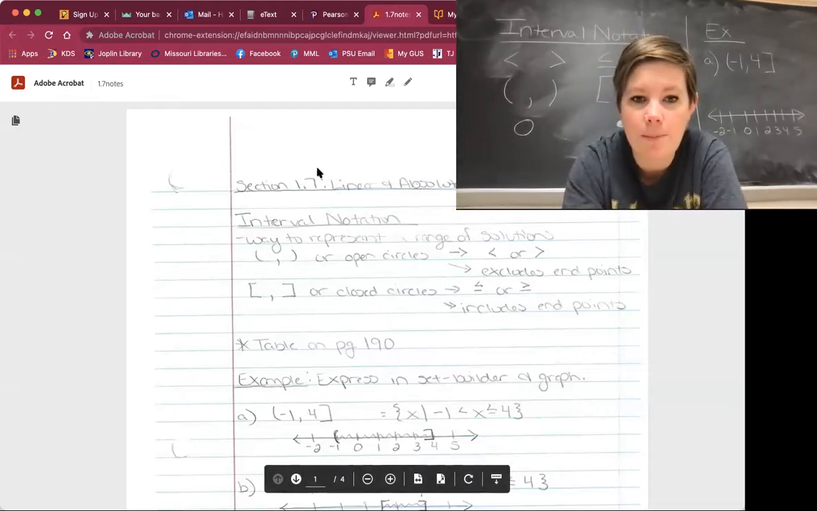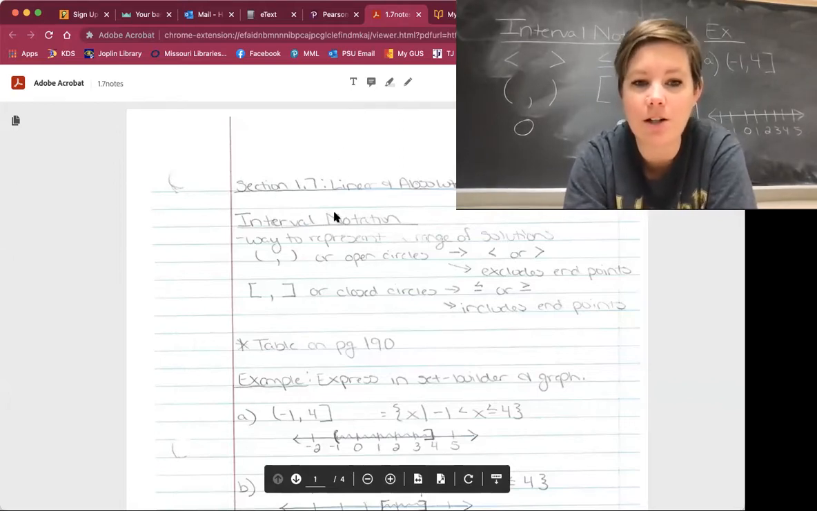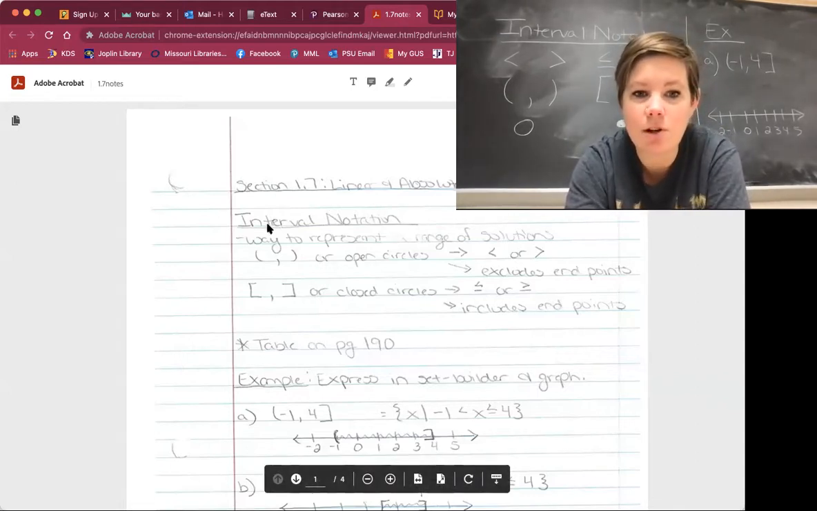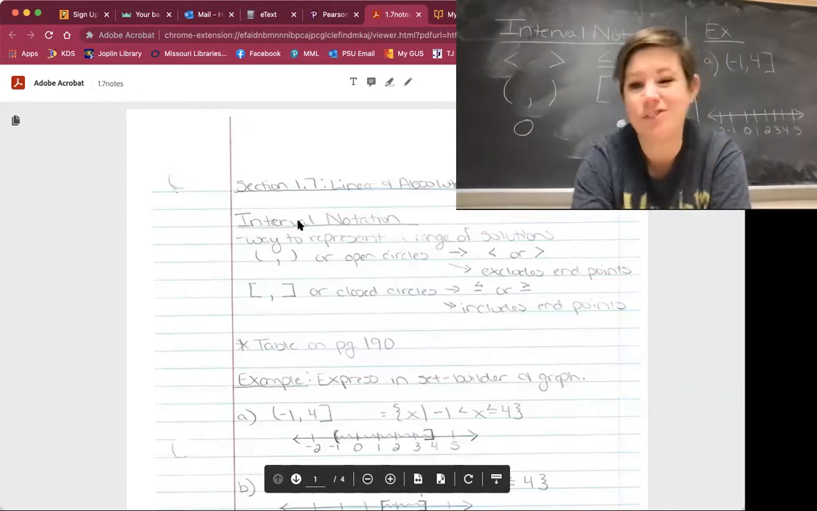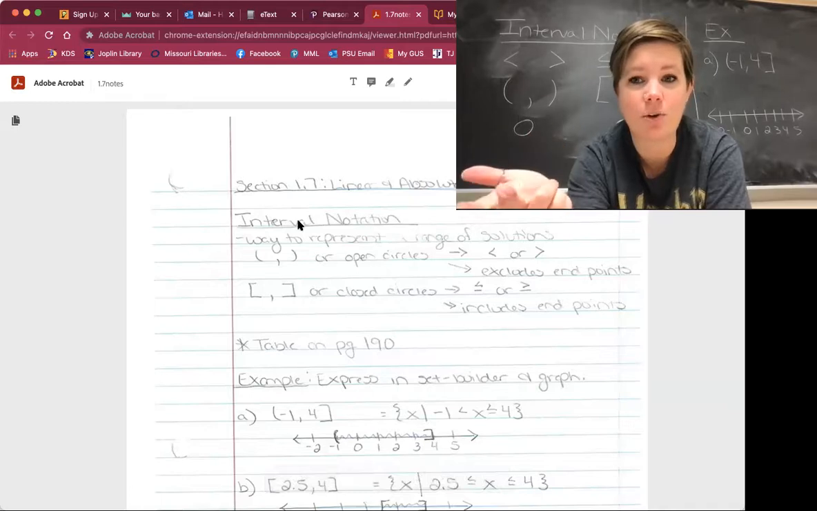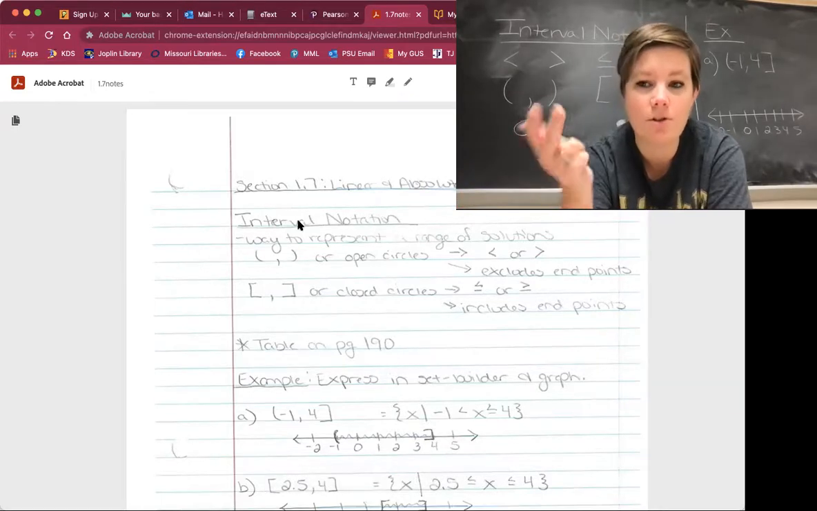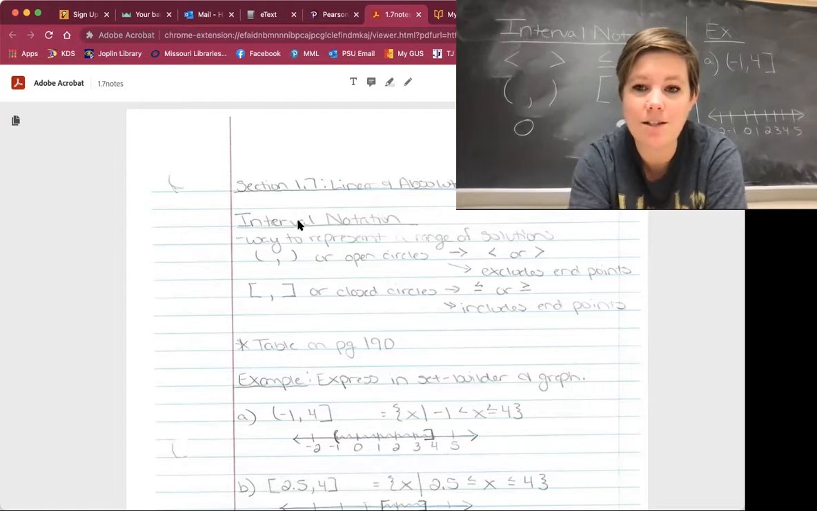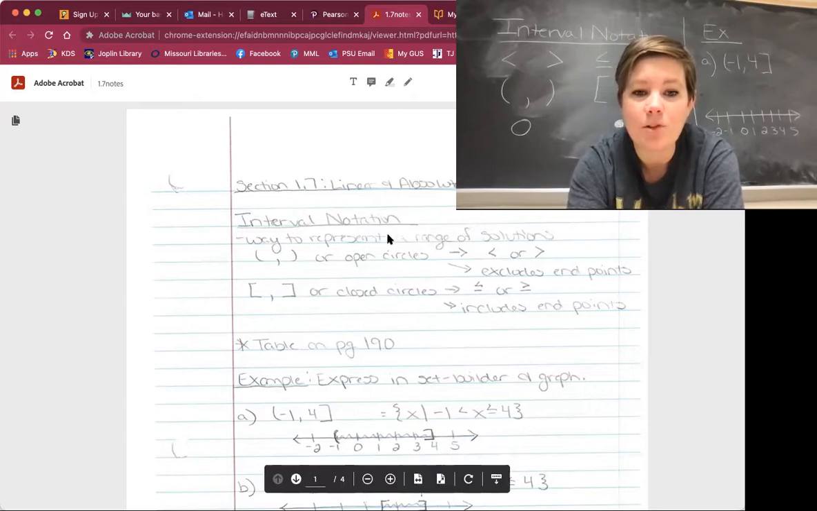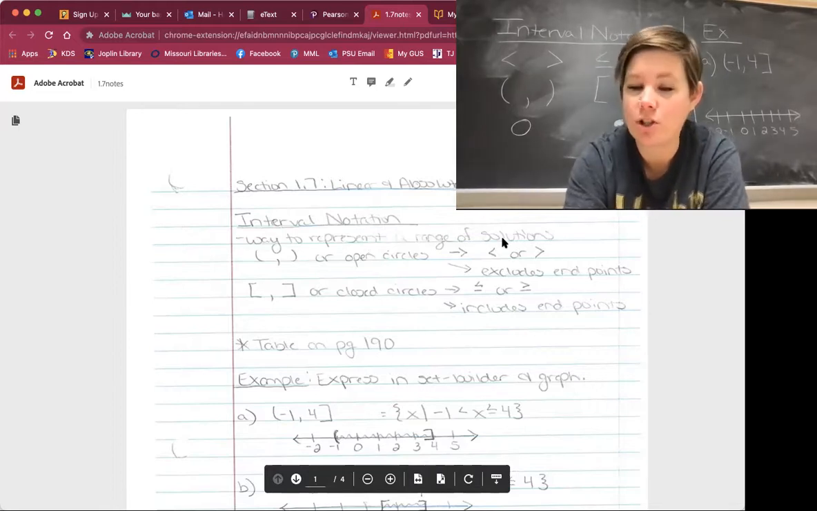So before we talk about linear and absolute value inequalities and things like that today, we need to talk about a different way of notating this information. And so there's actually three ways. There's the interval notation, there's set builder notation, and then there's using number lines or graphing. So those are the three ways that you're going to be asked to give information on linear and absolute value inequalities. So the first one that we're going to talk about is this interval notation, which is the top one on the notes. And it says this is a way to represent a range of solutions.